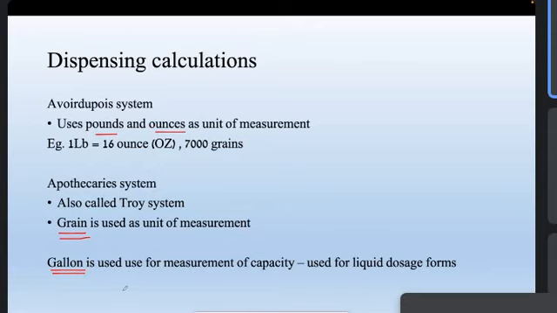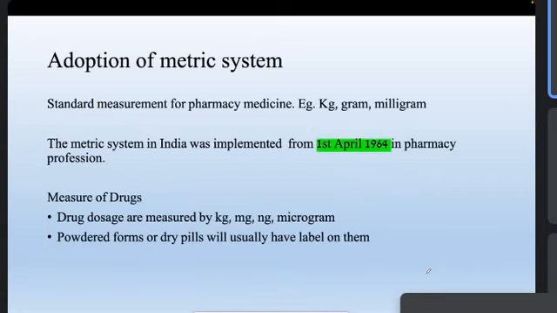Okay, so this question again had come. Gallon is used for the measurement of capacity. Okay, it is only used for liquid dosage forms, not for solid dosage forms. So this is something that we can remember. Okay, so next one.